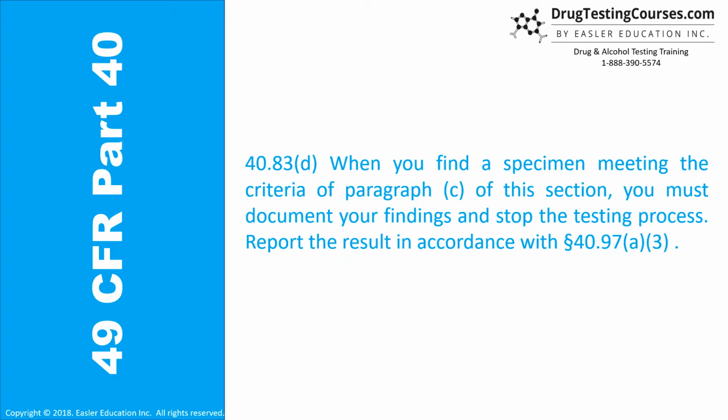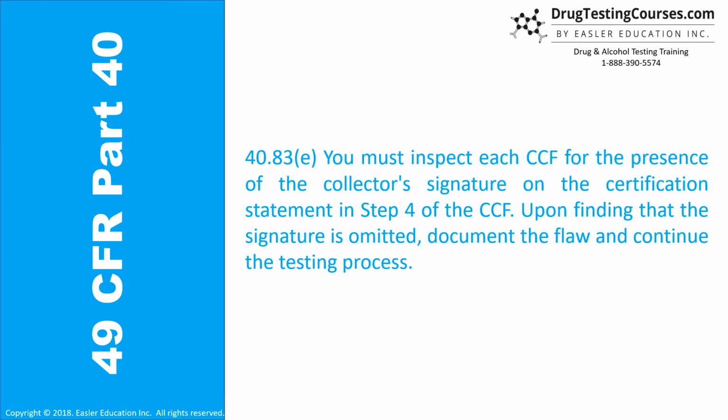40.83(d). When you find a specimen meeting the criteria of paragraph C of this section, you must document your findings and stop the testing process. Report the result in accordance with section 40.97(a)(3). 40.83(e). You must inspect each CCF for the presence of the collector's signature on the certification statement in step 4 of the CCF. Upon finding that the signature is omitted, document the flaw and continue the testing process.